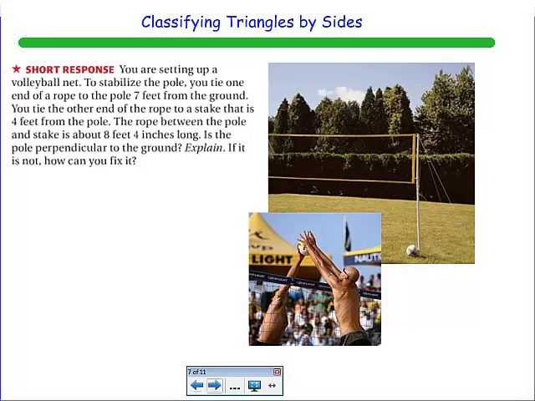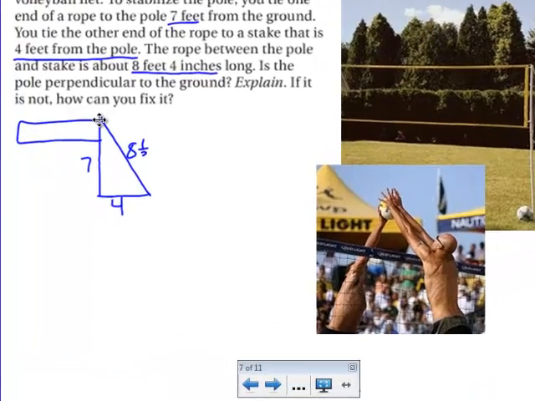So what you want to do is test to see if it's a right triangle. So here's your net. You have a pole, you have your wire, and you have how far away it is. So we already said the pole is 7 feet. The stake is 4 feet from the pole. So this is 4 feet. And the rope is 8 feet 4 inches. We need to convert that into feet. 4 divided by 12, so this is 8 1/3 feet.